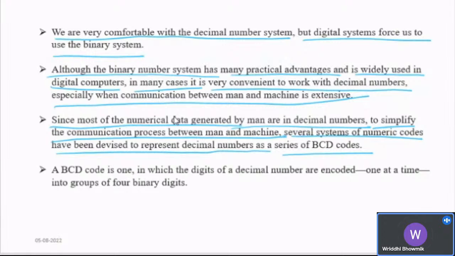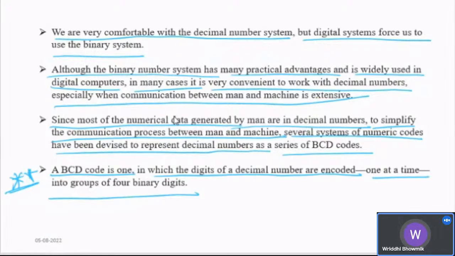A BCD code is one in which the digits of a decimal number are encoded one at a time into groups of 4 binary digits. It is very important. You need to remember that BCD encodes the digits of a decimal number. Digits means 0 to 9 only. 10, 11, 12, 13, 14, 15, 16, 100, 200, those are decimal numbers, not digits. So by the help of BCD, we are going to code the decimal digits into groups of 4 binary digits.